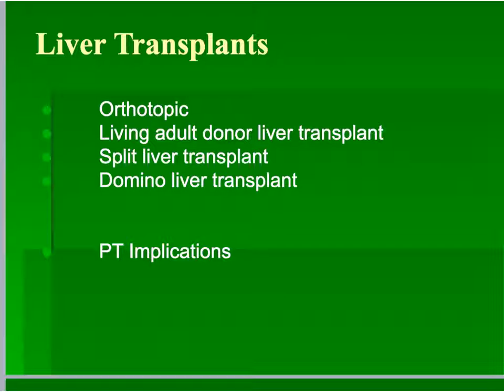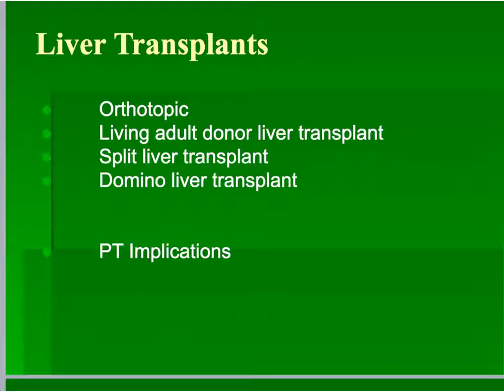So the donor gives their liver to the patient with FAP. When the donor gives their liver to the patient with FAP, then the gene that is in the patient with FAP will no longer work on the new liver.